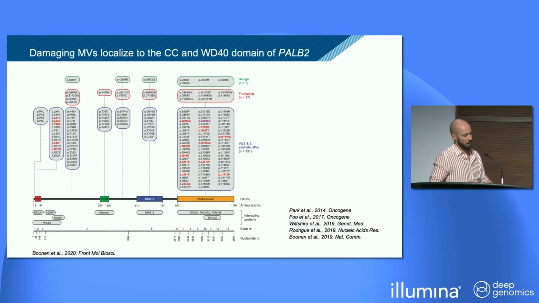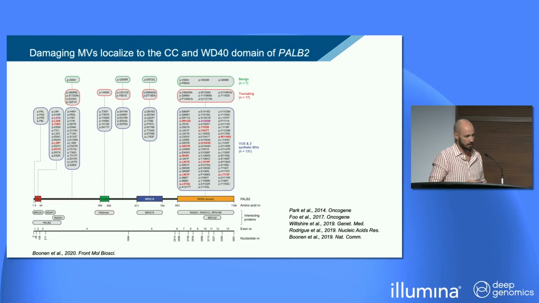Looking at the blue boxes at the bottom, those are all of the missense variants, and indicated in red are the damaging ones. They really localize to the coiled coil and WD40 regions. The coiled coil region is important for the interaction with BRCA1, whereas the WD40 region is important for the interaction with other HR factors such as BRCA2. Now, we have not identified any damaging missense variants in the middle region of PALB2 yet.